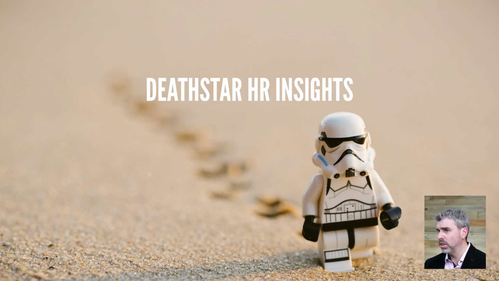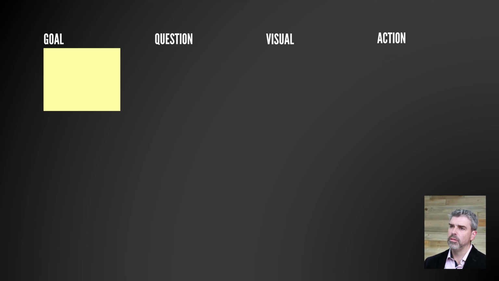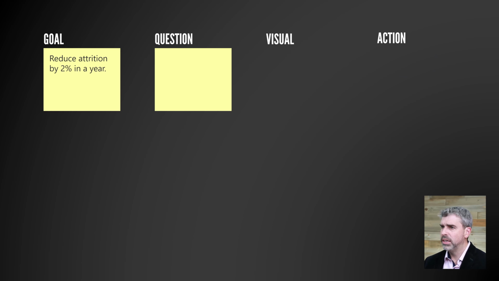Thinking it through, in order to reduce attrition, it would help to know what is driving the attrition. If we know what's causing it, then perhaps we can take some action to reduce or minimize those factors. So, flipping over to the low-tech, sticky note version of what we're talking about here, such a question could be, what are the top causes of attrition? Great. So our goal is reduce attrition by 2% in a year. And let's come up with a question to better understand that: what are the top causes of attrition?